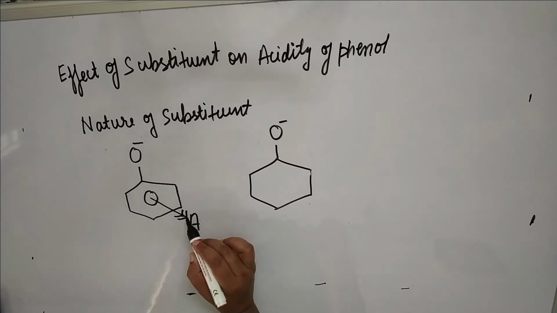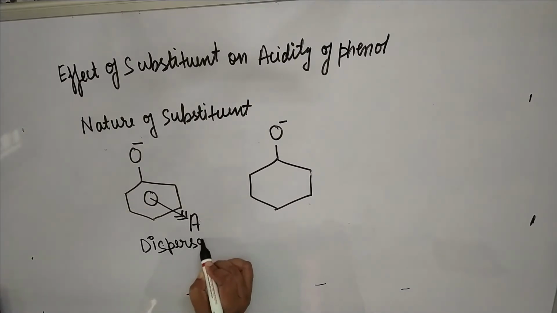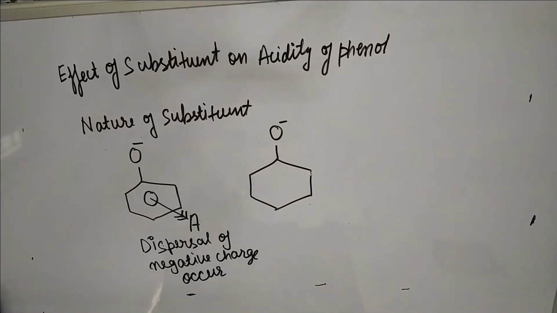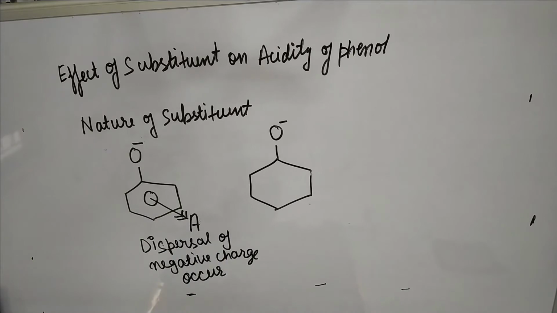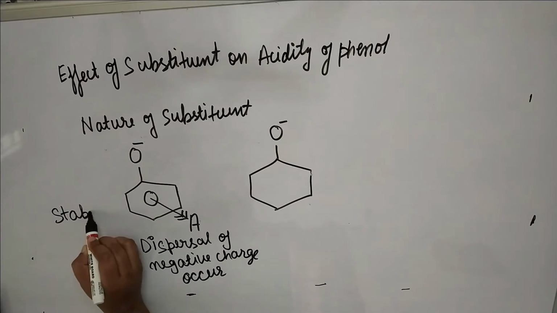Because of that, it decreases the intensification of negative charge, or we can say that because of the electron withdrawing group, the dispersal of negative charge will occur. It means that it decreases the intensity of negative charge on this phenoxide ion, due to which the stability of phenoxide ion will increase. In short, the presence of an electron withdrawing group increases the stability of phenoxide ion.